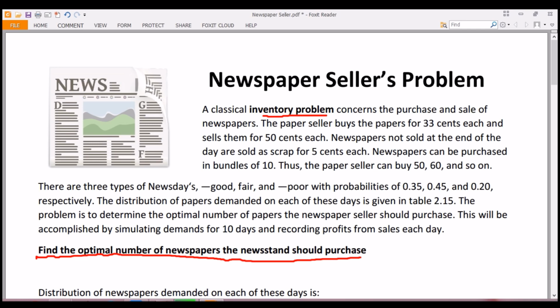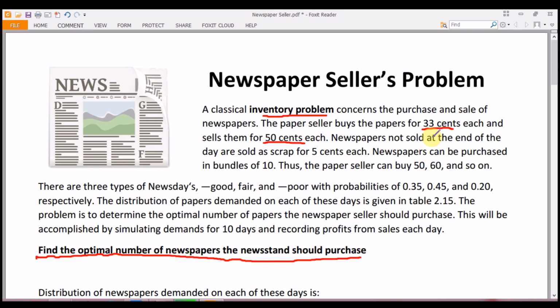So the paper seller buys the paper for 33 cents each and sells them for 50 cents each. So this is how much he invests and this is how much he sells it for. Newspapers not sold at the end of the day are sold as scrap for 5 cents each. Newspapers can be purchased in bundles of 10. Thus the paper seller can buy 50, 60 and so on, basically in multiples of 10.